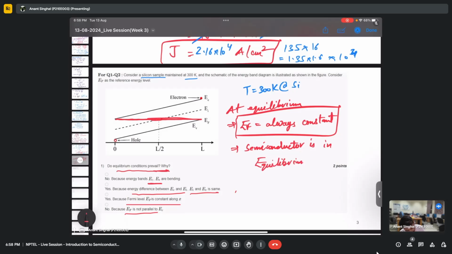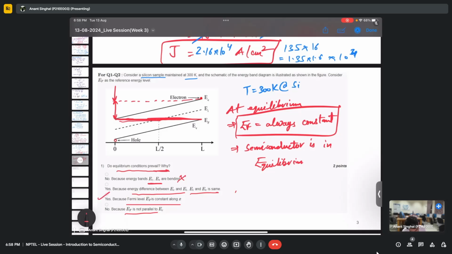So the band bending occurs if you have some voltage applied. Let's say I take this as the reference level. If you apply a certain voltage at one end, the band will go lower, the EC and EV will go lower, but since the EF is constant, you can always say the semiconductor is in equilibrium. Because EC and EV are bending, that does not mean that it is not in equilibrium. The main thing is EF should be constant.